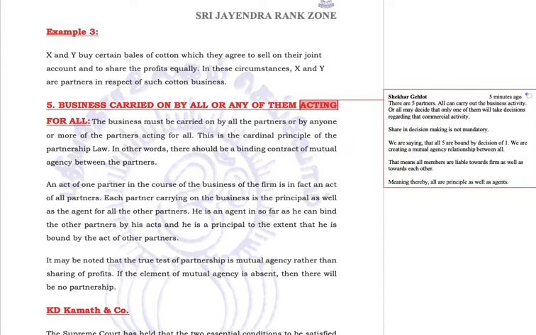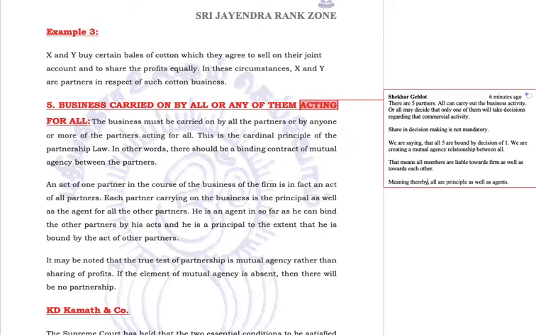The business must be carried on by all the partners or by any one or more of the partners acting for all. This is the cardinal principle of the partnership law. In other words, there should be a binding contract of mutual agency between partners. An act of one partner in the course of business of the firm is in fact an act of all the partners.